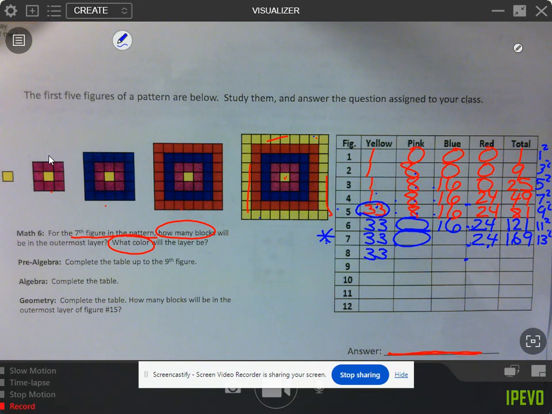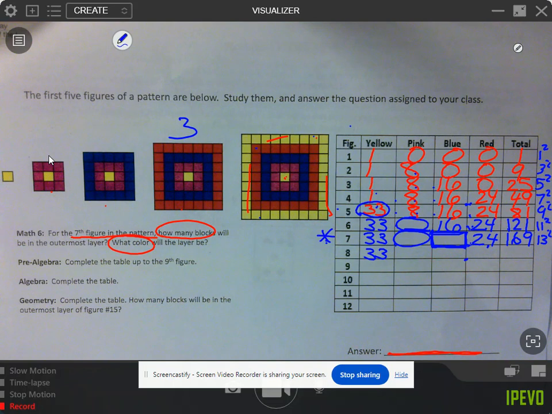Are you talking about the red? The red's on the outside for the 3rd, and then it's inside because there's yellow, and then on the 6th there's going to be blue added on, and then on the 7th there's going to be red added on. Oh, so you want to look to see which color jumps up to the next number. That's going to be the next outside color.